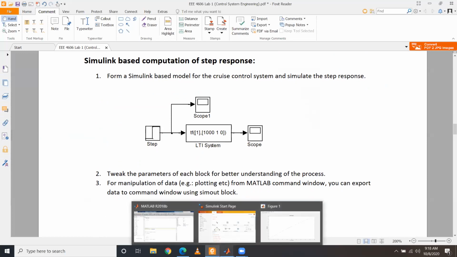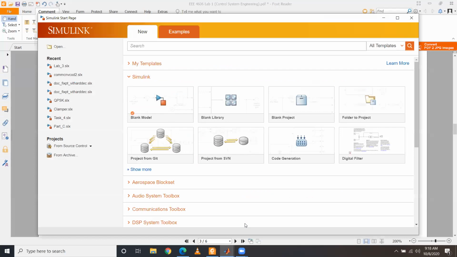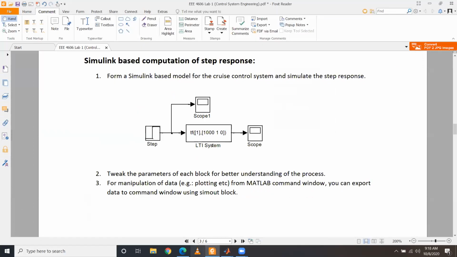So I hope everyone has their MATLAB. So if you have, please open Simulink and try to do it along with me. If you do it along with me, it might help you later on, okay? Because you might have a lab task.